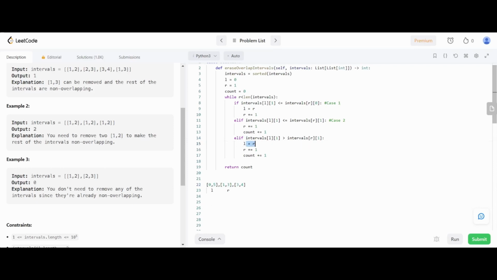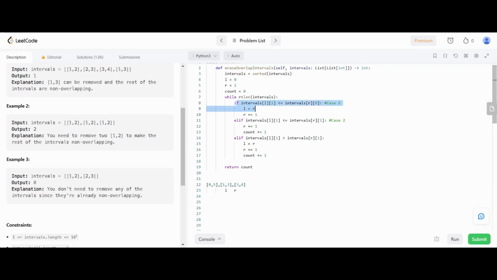So then we just go to the very last case where intervals of I is greater than R of 1. When that is the case, we make L equal to R, and R is going to be plus 1, which means that we're just going to remove 0 and 5 from our input list directly, and we increment the counter by 1. Then we check for these two elements, and we see that it's going to be a non-overlapping interval.